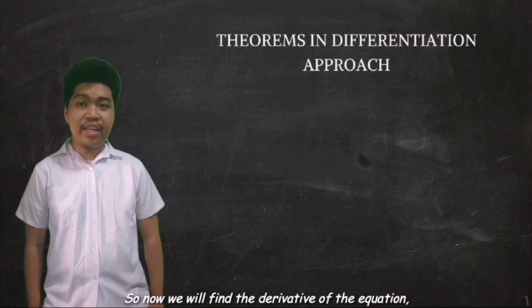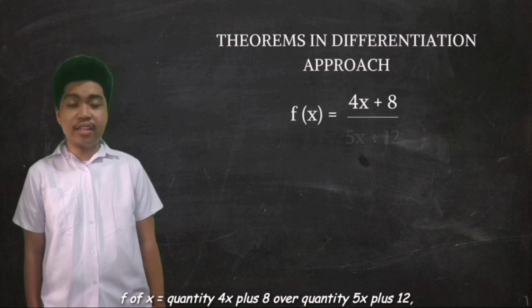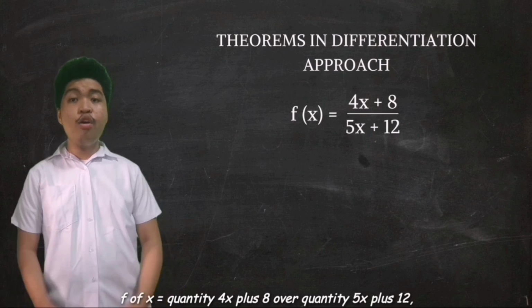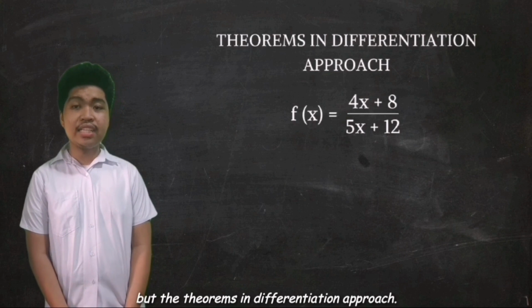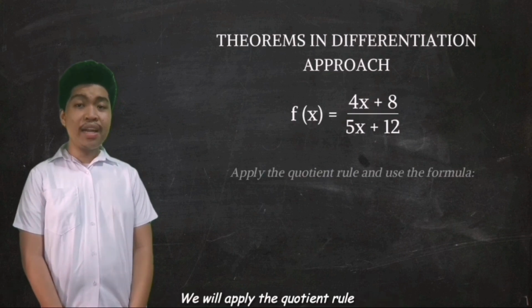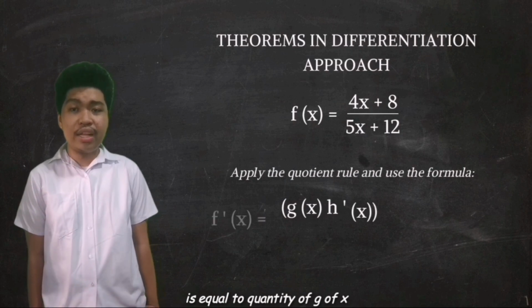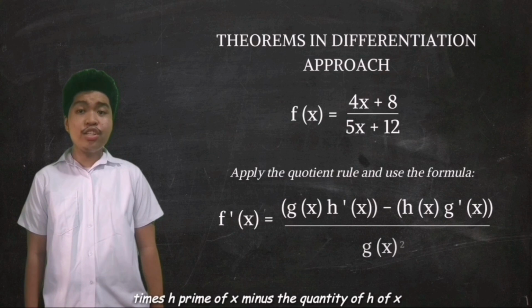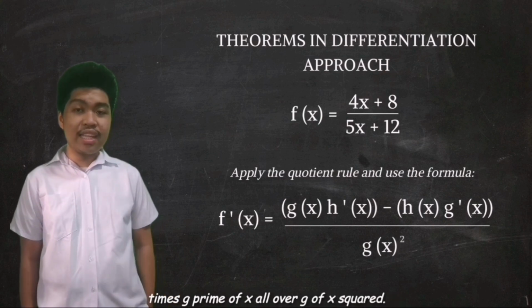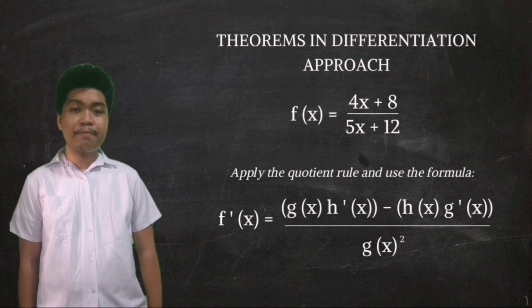So now we will find the derivative of the equation f of x equal to quantity 4x plus 8 over quantity 5x plus 12, but with the theorems in differentiation approach. We will apply the quotient rule and use the formula f prime of x is equal to quantity of g of x times h prime of x minus the quantity of h of x times g prime of x all over g of x squared.